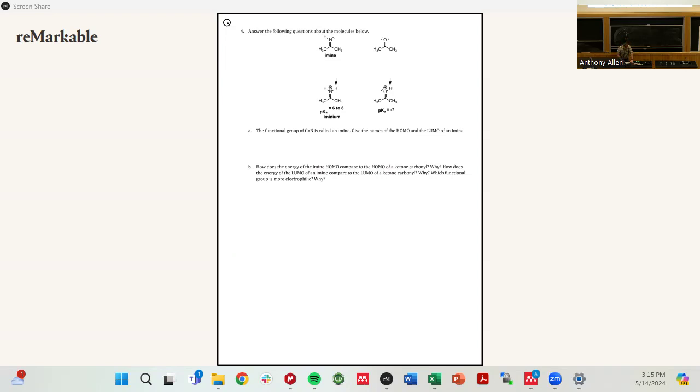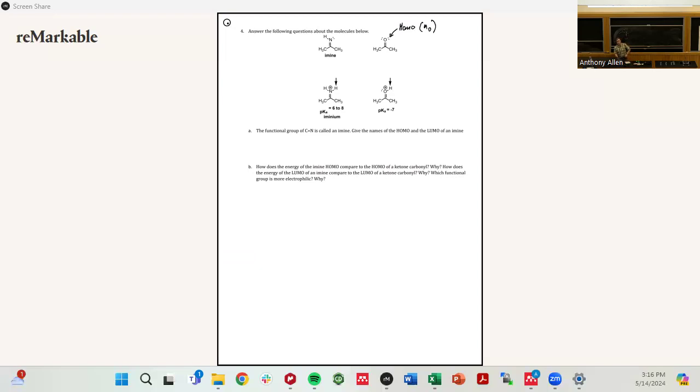So in part A, what is typically the HOMO of a carbonyl? HOMOs are associated with what? Nucleophiles or electrophiles? Nucleophiles. So what is nucleophilic on a carbonyl? The lone pairs on oxygen. So that is your HOMO on a carbonyl, N sub O.